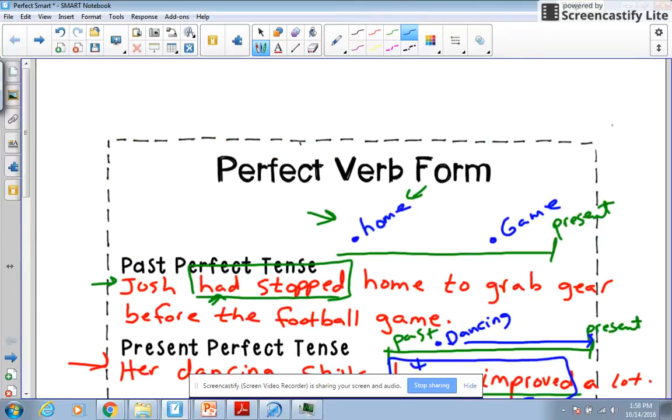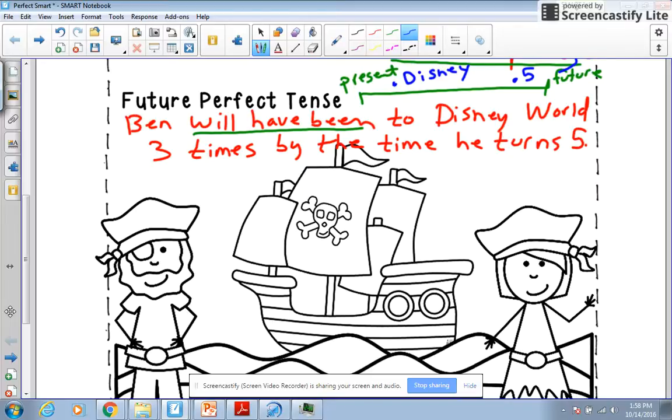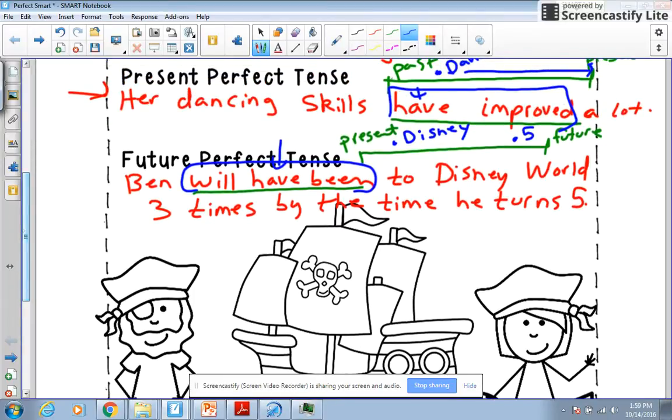So if we take a look at an example sentence for future perfect tense, Ben will have been to Disney World 3 times before he turns 5. So notice how we have our future perfect tense right there. We have our keyword have, and what we're saying here, if we look at a timeline, is this is going to happen way out in the future. So Ben's going to turn 5 way out in the future. But before that happens, he's going to have been to Disney World 3 times. But even Disney World is in the future, because he hasn't been to Disney World 3 times yet. It's going to happen in the future, but it's going to happen before he turns 5.